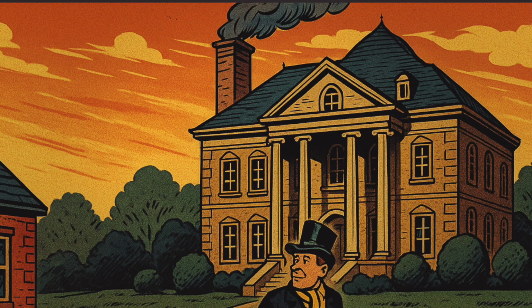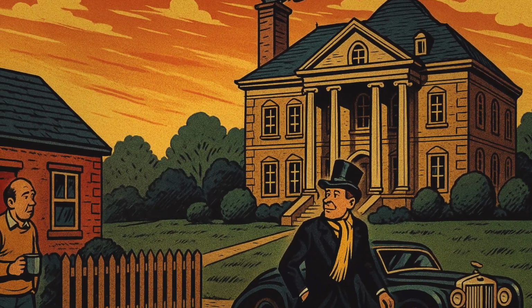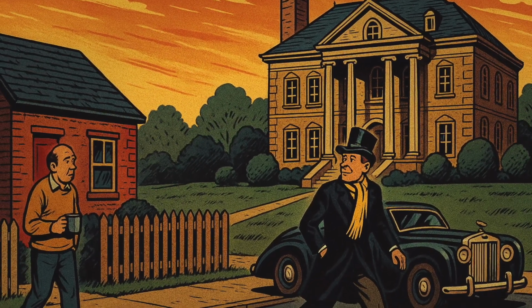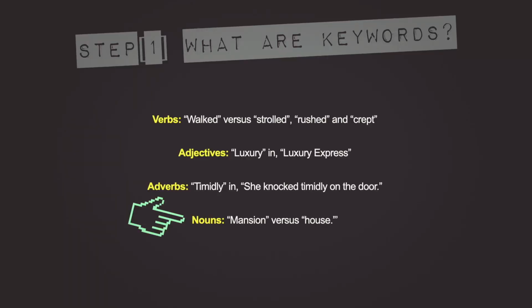We know that a mansion is bigger, grander, more expensive than a house. We can also infer that the person who owns it is likely to have more money than the average person because most of us don't live in mansions. This is when we use our knowledge of how society and the world behave to help make an inference.